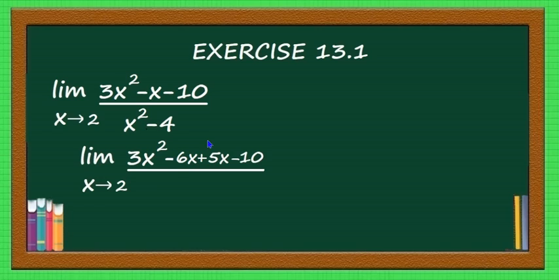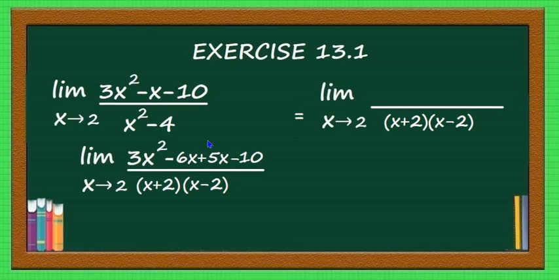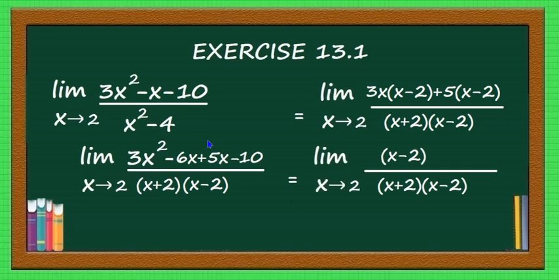And x² minus 4 can be written as (x plus 2) into (x minus 2). In the numerator you can simplify further, you will get limit x tending to 2, 3x is common, (x minus 2) plus 5 is common, (x minus 2). And now you can take x minus 2 common in the numerator, limit x tending to 2, (x minus 2), denominator as it is, into (3x plus 5). Now x minus 2 gets cancelled, and what will remain? (3x plus 5) divided by (x plus 2).